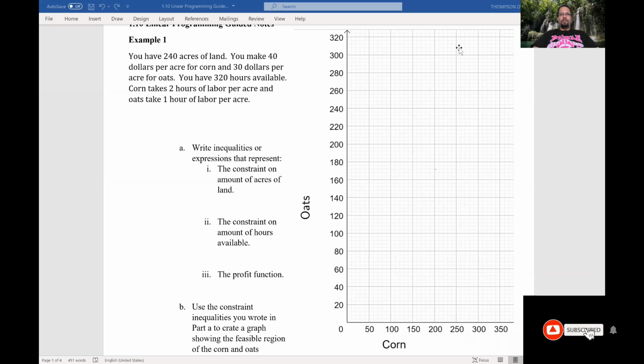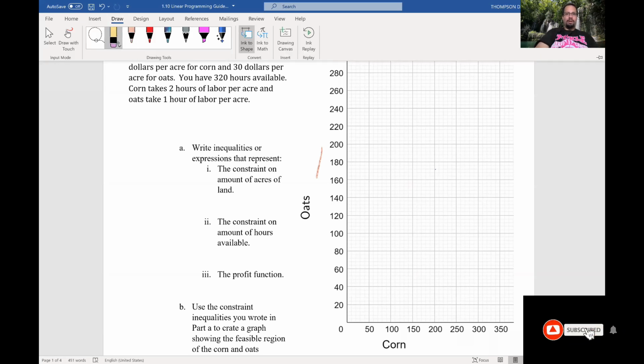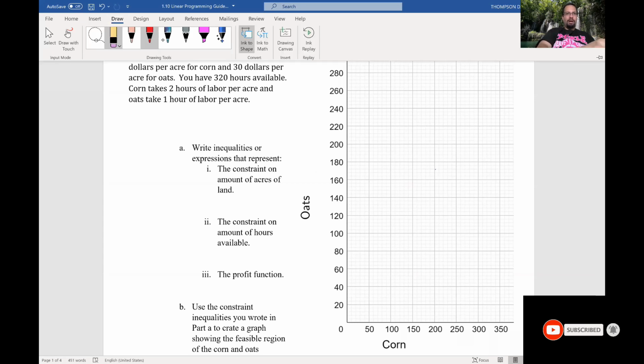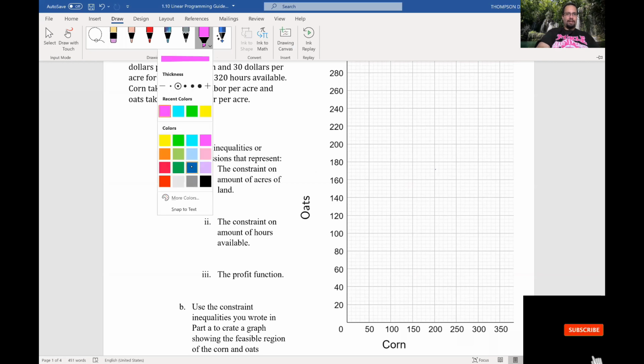In this video, we're going to talk about linear programming. Example 1. You have 240 acres of land. You make $40 per hour for corn and $30 per hour for oats. Let's start highlighting some things so we can make sense of this problem. So that's going to be part of our profit. We'll highlight that in gray and we'll come back to that in a second.